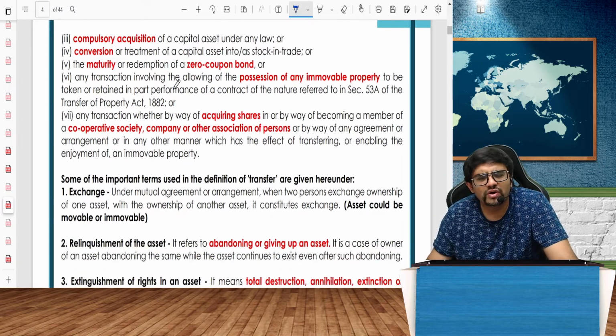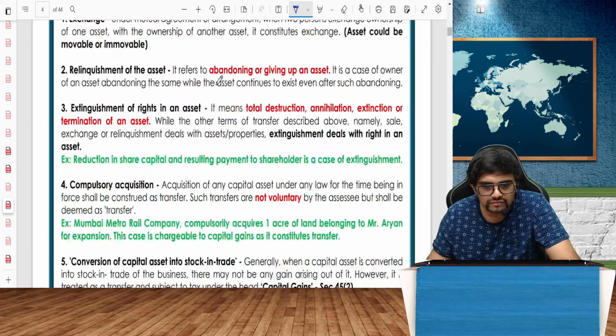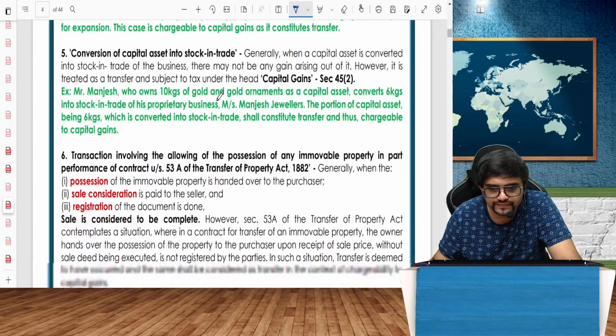ZCB, zero coupon bond: there is no interest on that. Everything else is exempt, whatever you're getting, but when you get the maturity proceeds, it will be taxed. That's why maturity at redemption of ZCB will be taxed as a capital asset. So you see extinguishment of right, relinquishment, compulsory acquisition.